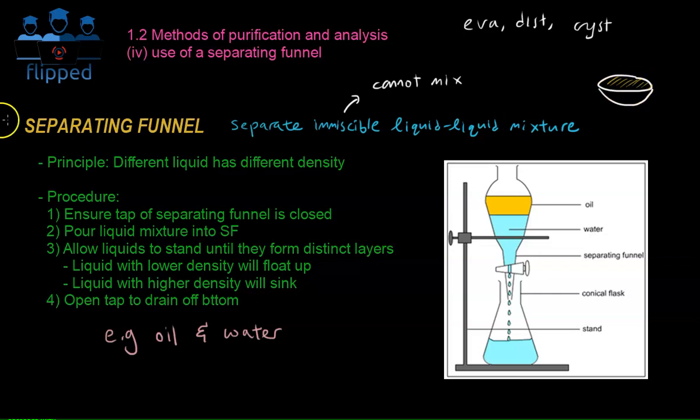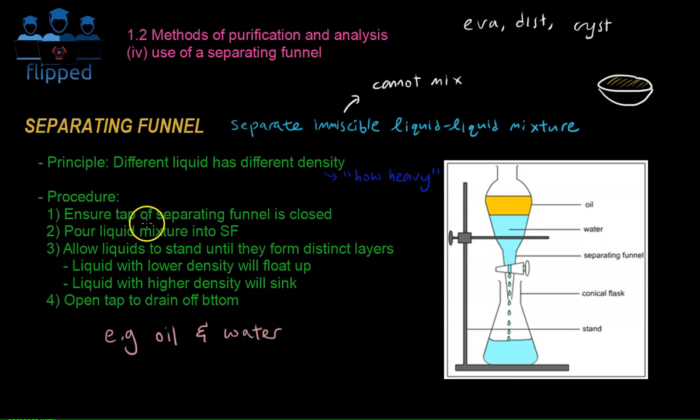And that's because, we come back to the principle here. The principle of this whole process is that different liquids have different density. Density is really just, in the sense, how heavy. It's not really accurate, but you can just imagine it simply. How heavy is something. Let's check out the procedure first before I explain further.